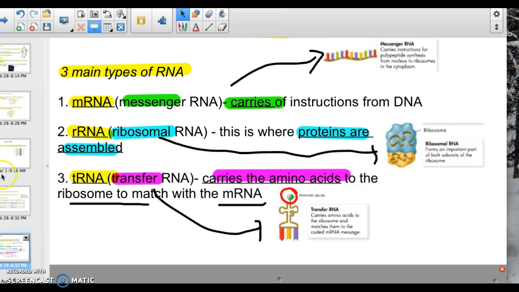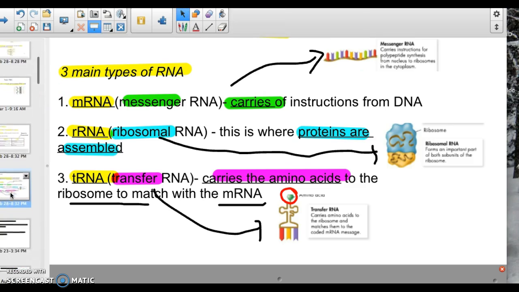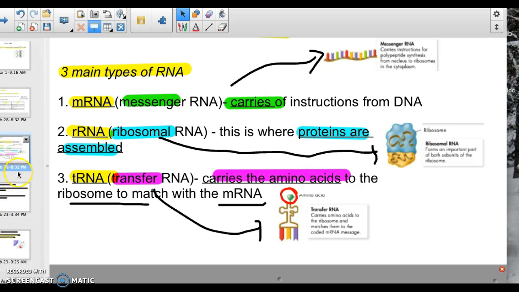So those are the 3 types of RNA, and we're going to talk more in depth about how we use mRNA, rRNA, and tRNA to help make proteins for our body.